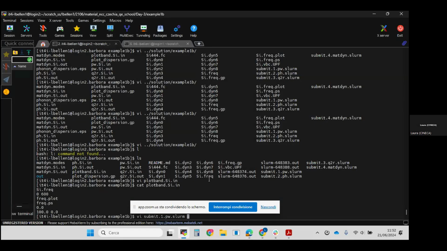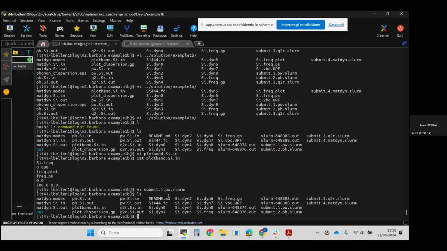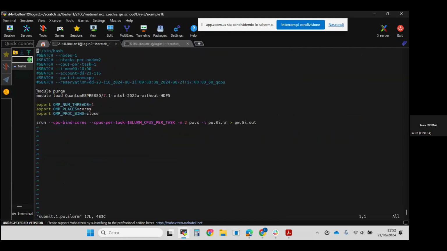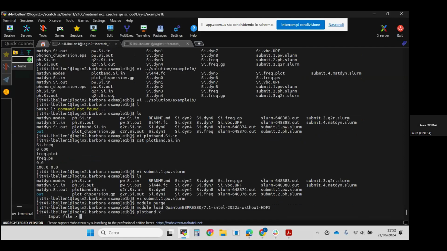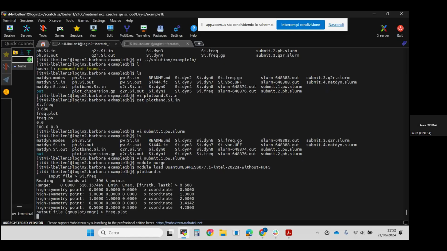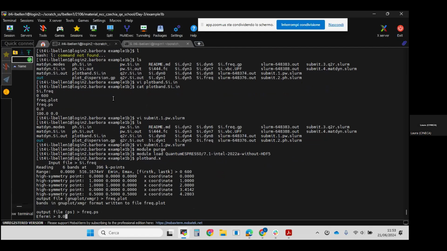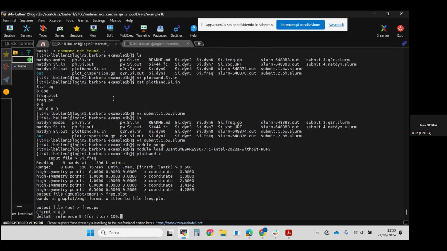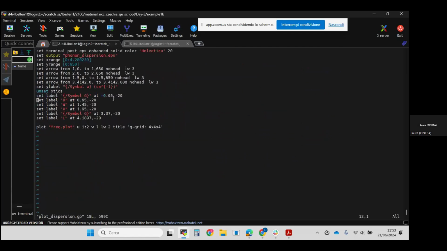Okay, here we are. So now this is the content of plotband.c.in. Let me load the Quantum Espresso module. There is an executable for post-processing called plotband.x. If you provide as an input the name of the input file, and then the other parameters, frac.plot should be, yes, the name of the file. So, okay, I just put in the input values. Then you open plot dispersion.gp. This basically is a gnuplot file that you can load with gnuplot to plot frac.plot.